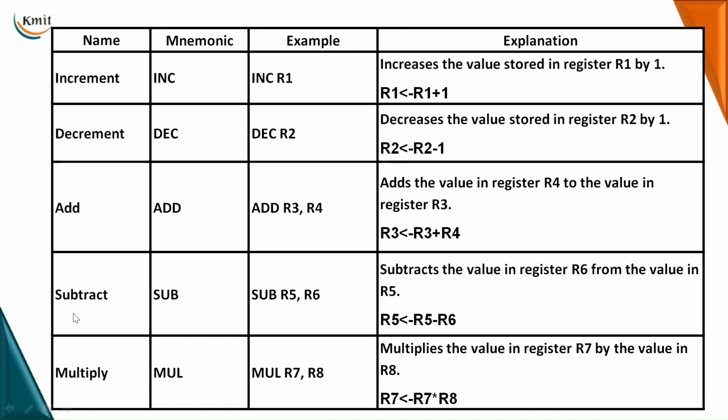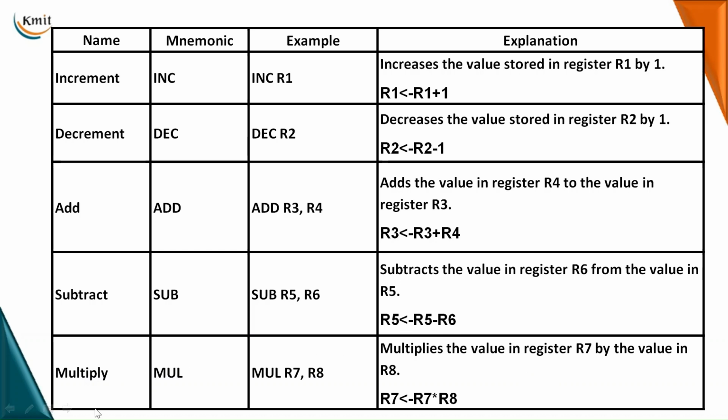Next is the subtraction operation. It is represented by sub. So sub R5 comma R6 means it subtracts the value in register R6 from the value in register R5, and the result is stored back again in register R5. So R5 implies R5 minus R6.